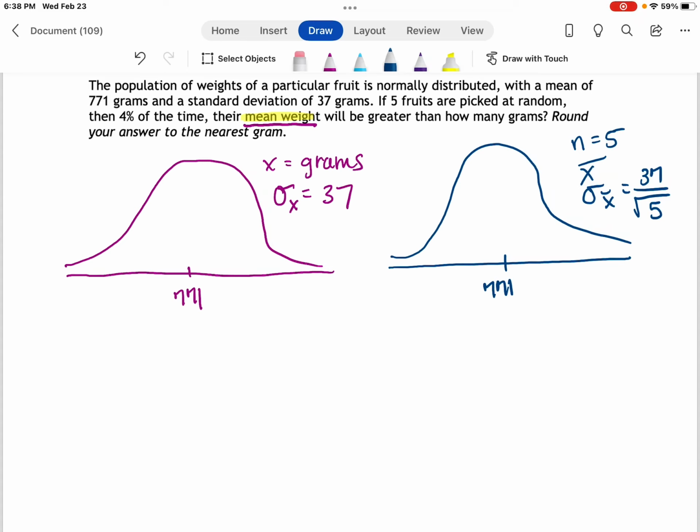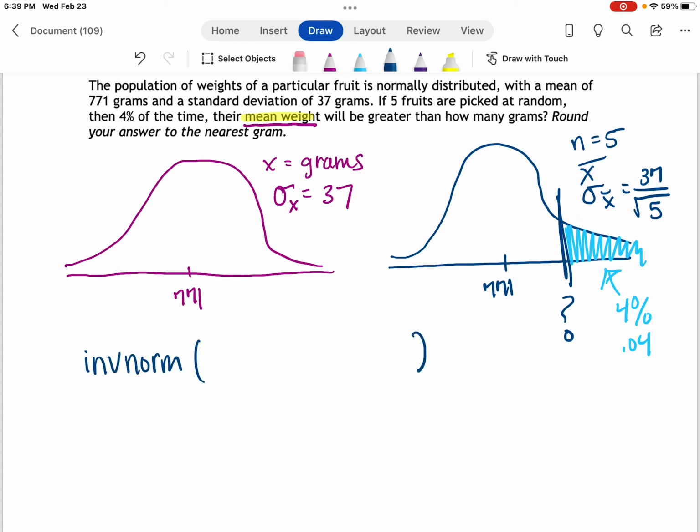Now, the question is asking us to find that cutoff point. We're trying to find this value here so that 4% of the time, this shaded area is going to be 4% or 0.04. 4% of the time, the weight in grams is going to be greater than that value. So we're looking for that cutoff point. So 4% is to the right. So we're going to have to use inverse norm since we're working backwards.